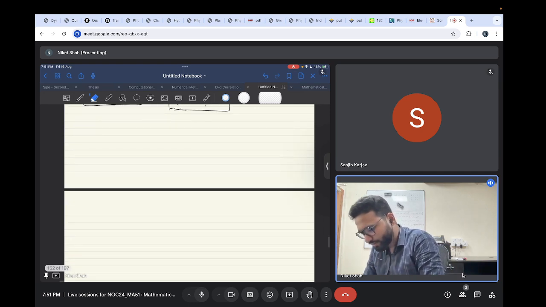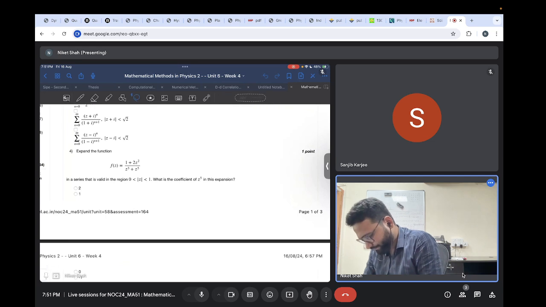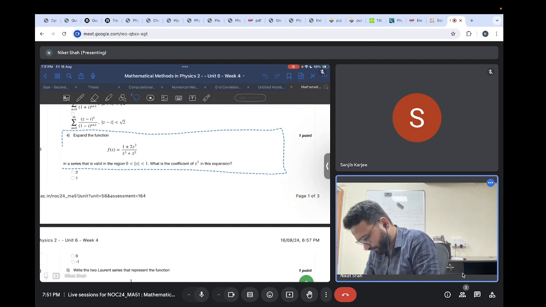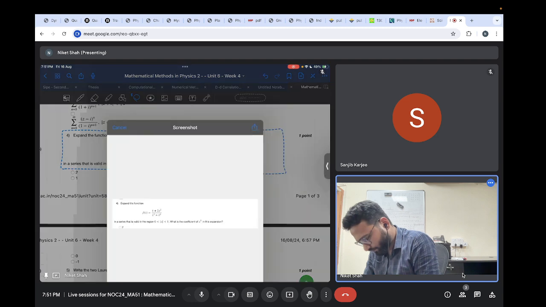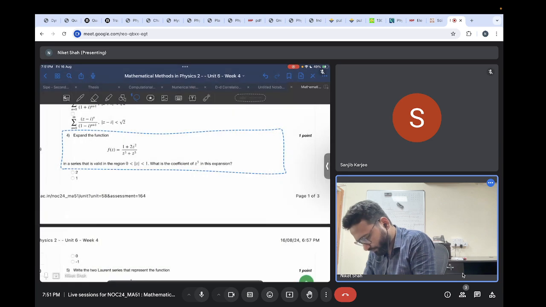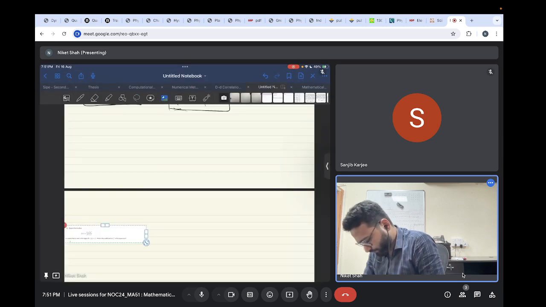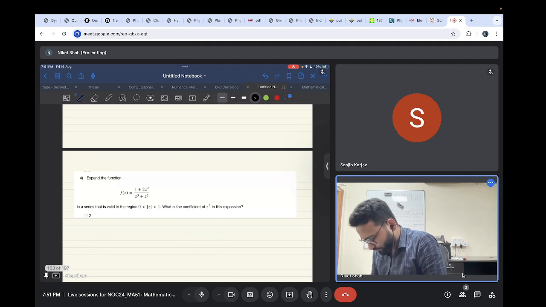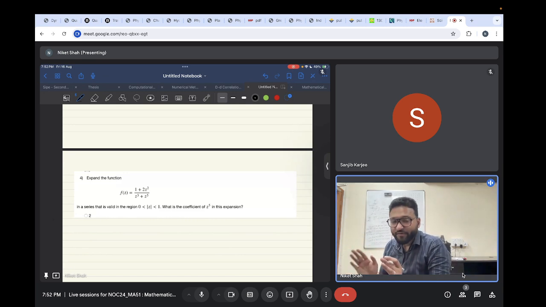All right. Next one. We have to expand this function f of z equal to 1 plus 2z square divided by z cube plus z power 5 in a series that is valid in the region mod z between 0 and 1. What is the coefficient of z power 5 in this expansion?